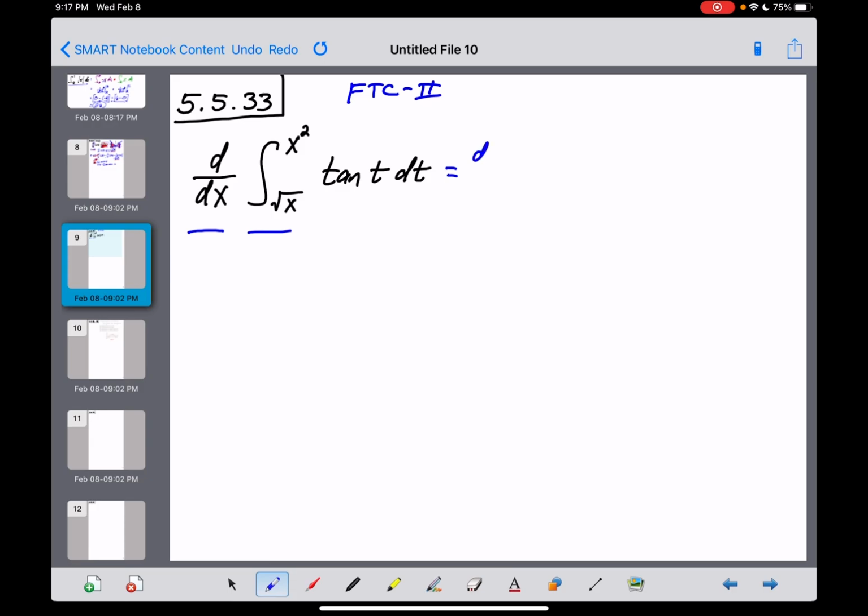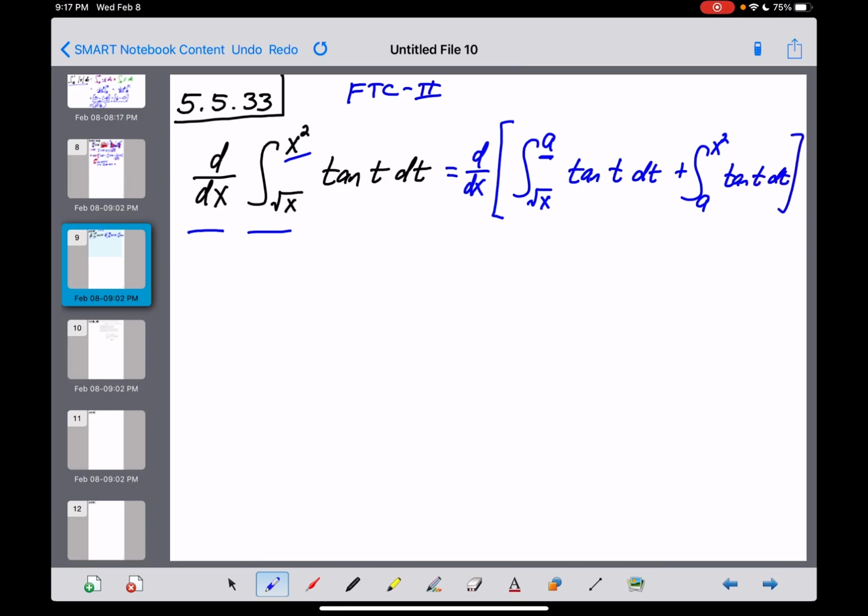So this is going to be, let's write this here, the derivative with respect to x of, and I'm going to start a big bracket now, the first integral is still going to start at the square root of x, but then it's going to end at some arbitrary constant value called a. The integrand stays the same, tangent of t dt. We'll add to that now a second integral that starts where the first one left off at a and then goes up to this value here of x squared of tangent of t dt. All right, so we've used the additivity property to create two different integrals now that add up to the original.